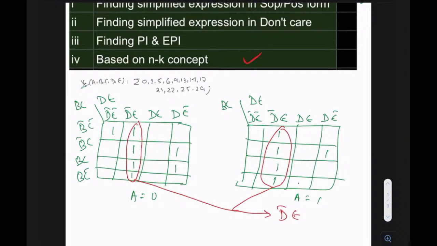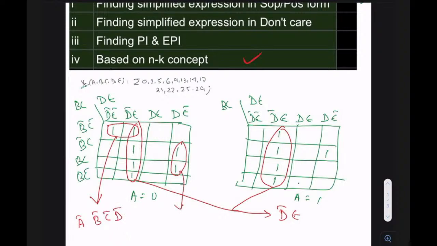Then my target is to cover all the min terms, right? So I can see, this is one pair. We don't have any option to cover this one. And I have one more to cover this one as well. So what is the answer you'll get for this? From A, you'll get A bar. From row, you'll get B bar, C bar. And from column, you'll get B bar.